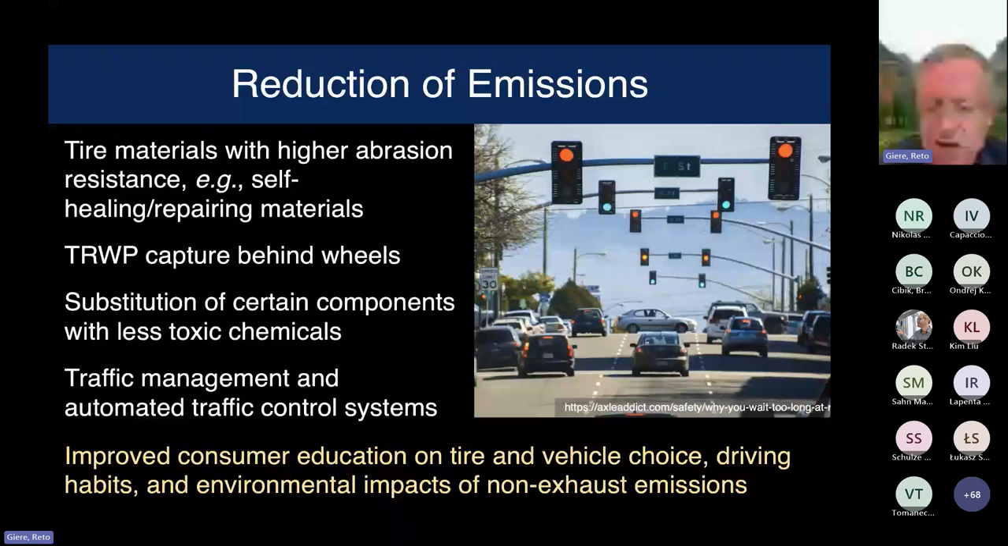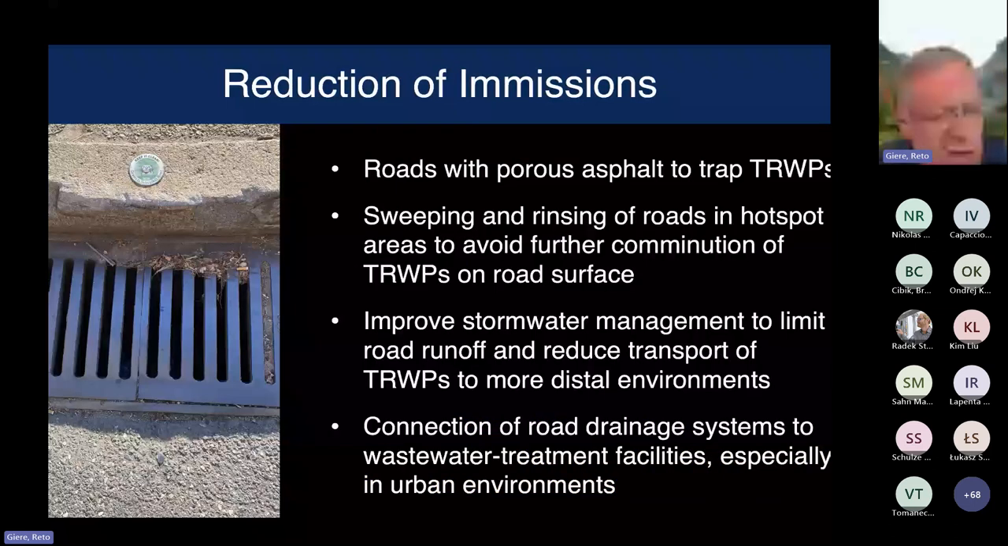But we also have other options when we go to the reduction of the emissions. So in other words, the distribution of the tire particles that are inevitably abraded, how can we stop the spread of these particles in the environment? One successful approach is using porous asphalt on roads. This has been successfully implemented, for example, on many roads in the Netherlands. Another possible way forward is sweeping and rinsing of roads in hotspots to remove them before they are further comminuted into particles, so we can catch them before they're so small that we can't catch them anymore.